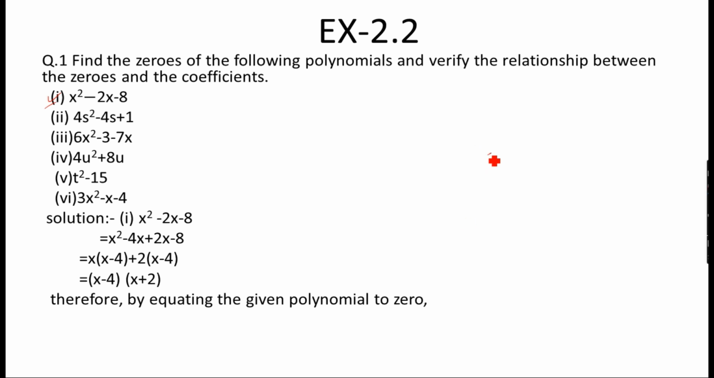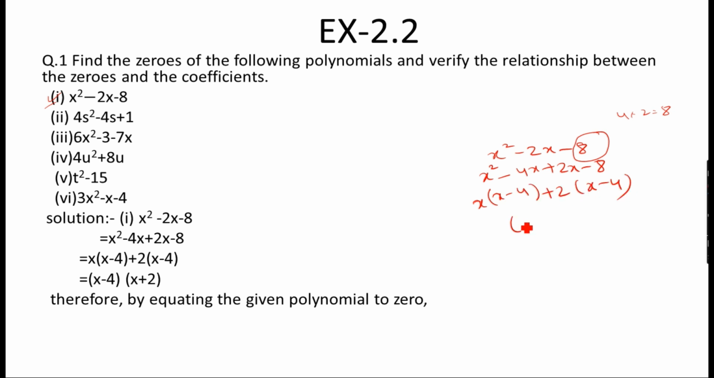Here we have given x square minus 2x minus 8. Here we know that the factors of 8 are 4 cross 2 is equals to 8. We can take it as like this: x square minus 4x plus 2x minus 8. Take x common from it. We get x minus 4 plus 2 x minus 4. Then we get x plus 2 and x minus 4. We can write x is equals to minus 2, 4.